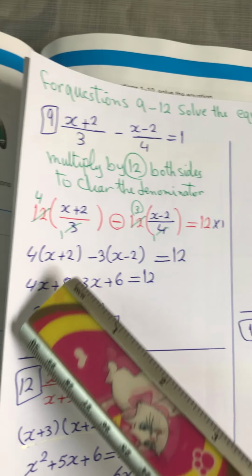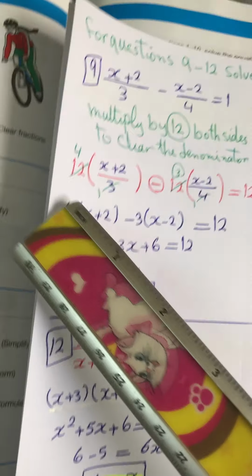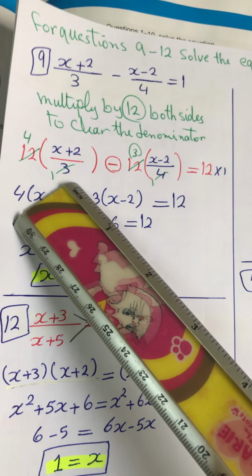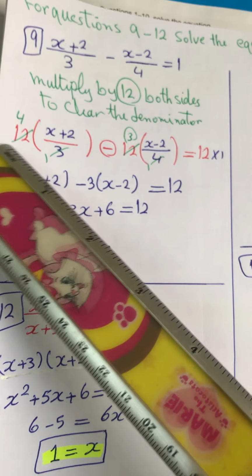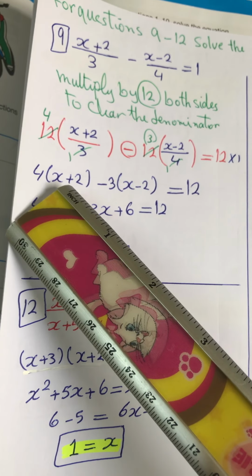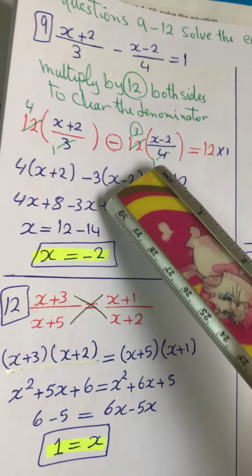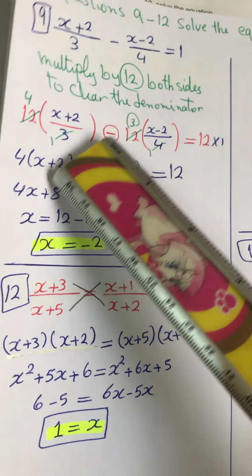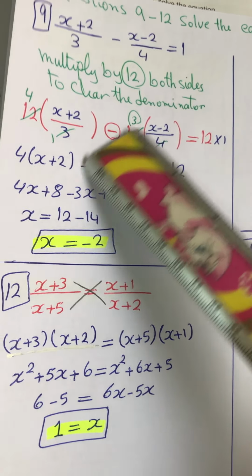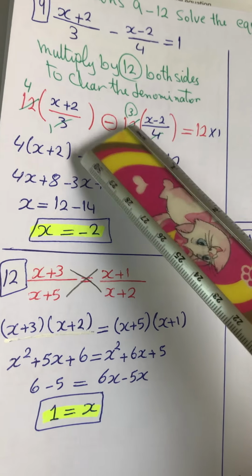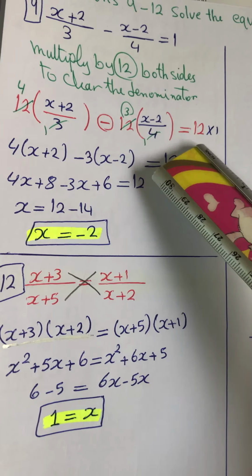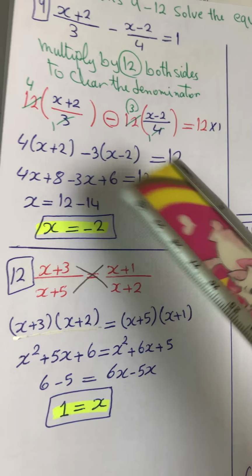Now I have here 12 multiply this fraction, simplify. Divided by 3 equal 1, 12 divided by 3 equal 4. What's left? 4 multiply x plus 2. And here, divided by 4 equal 1, 12 divided by 4 equal 3. And what I have? Negative 3 multiply by the brackets x minus 2. And the other side, 12 times 1 equal 12.